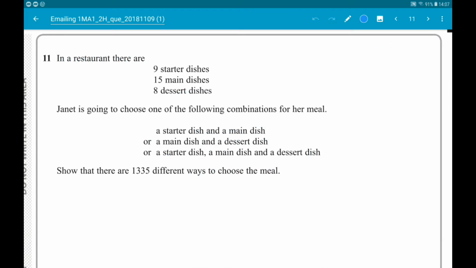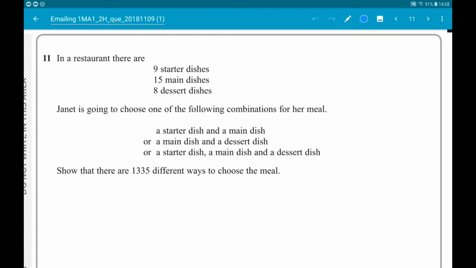Number 11. In a restaurant there are 9 starters, 15 mains and 8 desserts. Jeanette is going to choose one of the following combinations for her meal. So, a starter and a main, or a main and a dessert, or a starter, a main and a dessert. We want to show that there are 1,335 different ways to choose the meal.